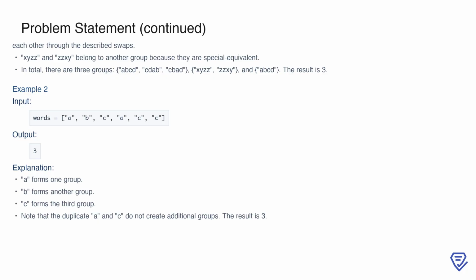In another example, if words equals A, B, C, C, the output is also 3. Here, A forms one group, B forms another, and C forms the third. Even though A and C appear multiple times, duplicates don't create new groups. The key takeaway is that we're identifying distinct groups of special equivalent strings, not counting individual occurrences.